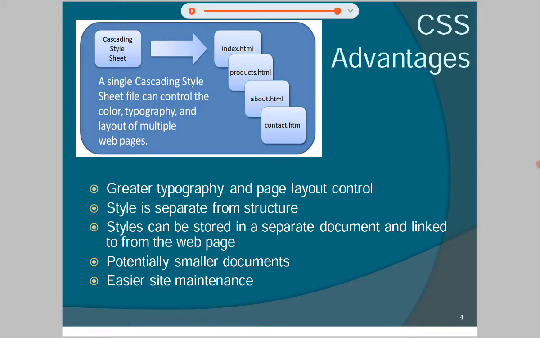So, what are the advantages of CSS or cascading style sheets? Cascading style sheets are generally used for index pages, product pages, about pages, content pages. A single cascading style sheet file can control the color, typography, and layout of multiple web pages. Greater typography and page layout control. Style is separate from structure. Styles can be stored in a separate document and linked to from the web page. Potentially smaller documents, easier site maintenance.